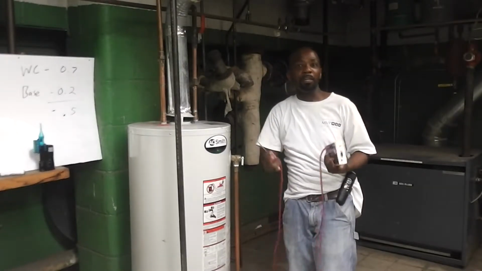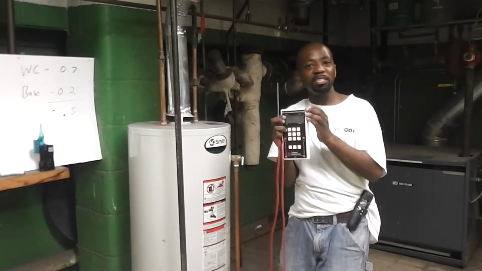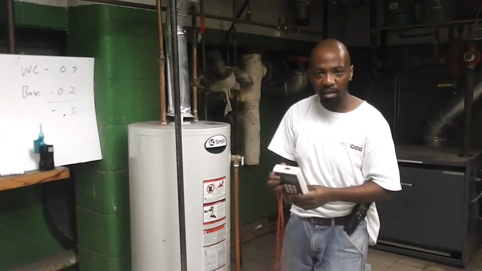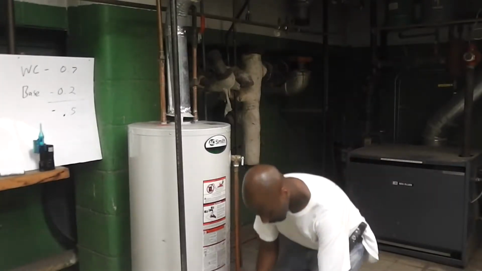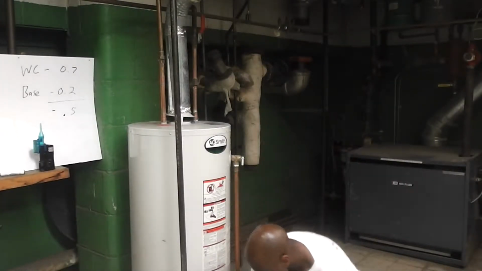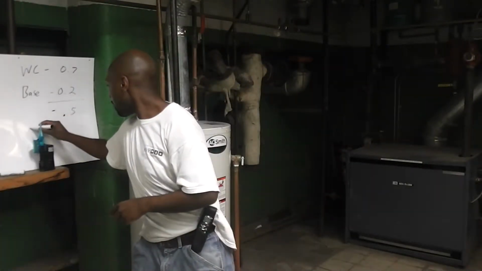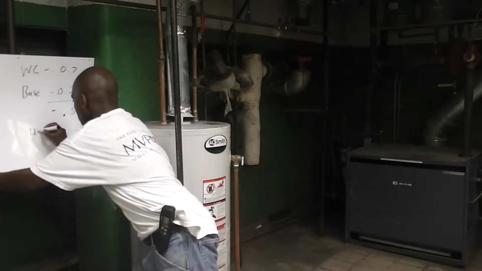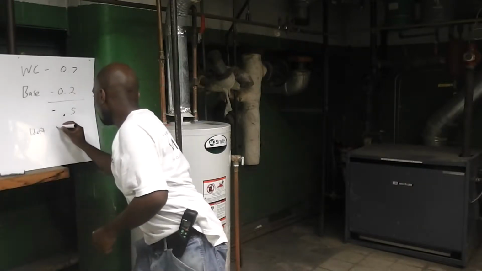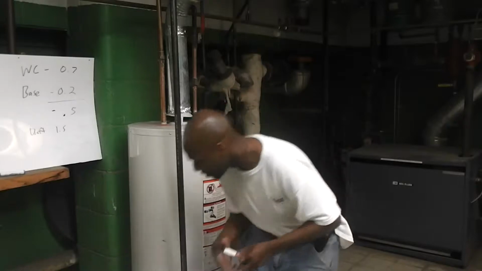So what does this number mean? I'm going to write this number down. I want to see if this is good or if this is bad and compare it to a table. So for draft, I'm going to write draft here. I got 1.5. Let's keep that number. So how do we compare this? Let's look at the standards.